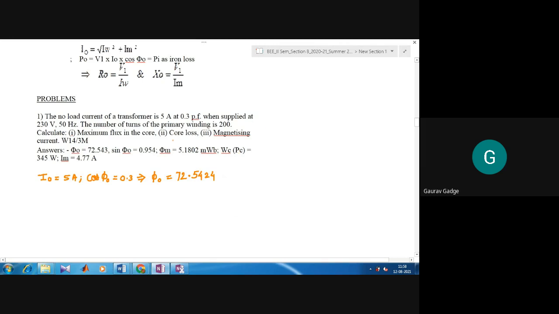Okay, when supplied at 230 volt, इसका मतलब यहाँ पर आपको voltage कितना दिया हो? It is supplied at 230 volt, means V1 is 230 volt.